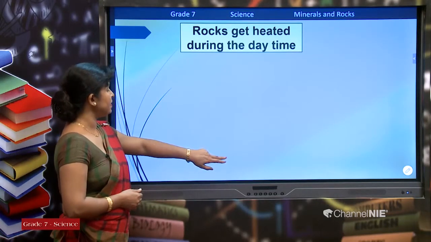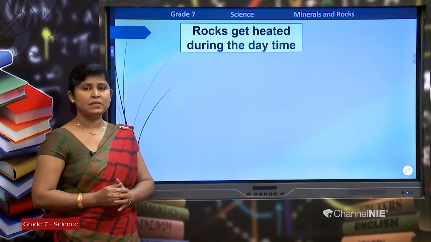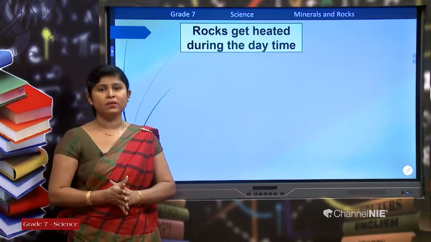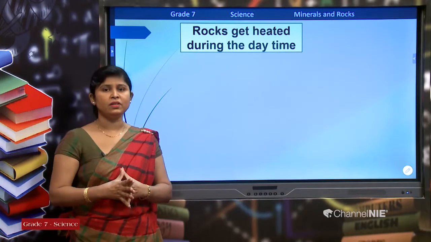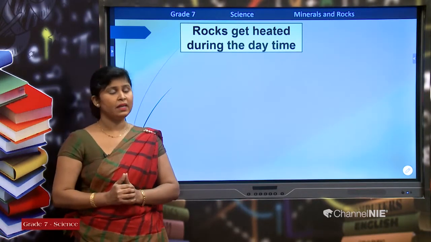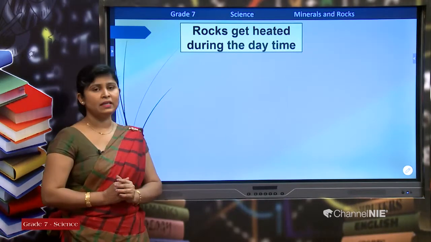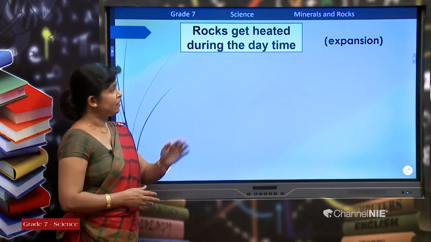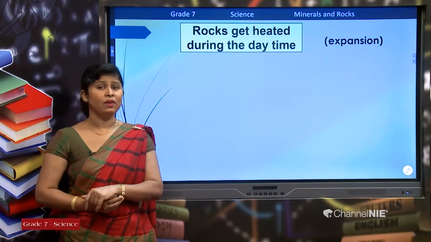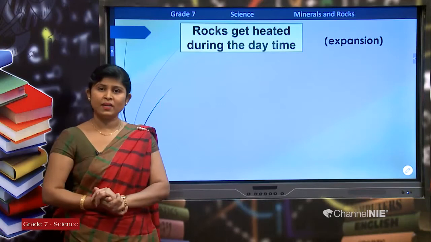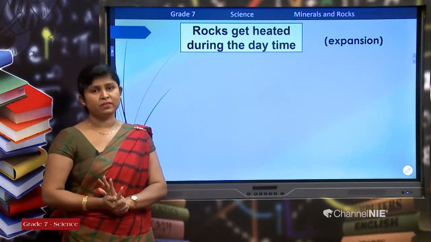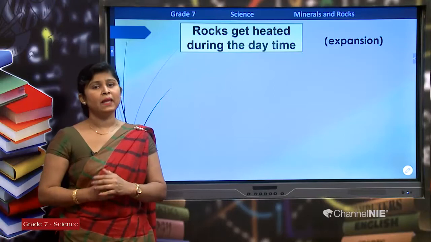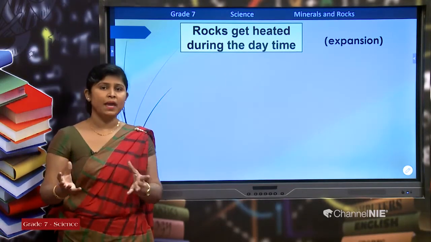Let's see how physical weathering takes place. Rocks get heated during the daytime, right? You know that during the daytime there is a high temperature just because of the heat of the sun, right? The rocks get heated during the daytime. Due to the heat of the sun, the rocks get heated. Then that is known as expansion, right? When you were learning about heat in grade 6, you learnt about expansion, right? When something is getting larger due to heat, that is known as expansion. In the same way, the rocks get expanded, right?